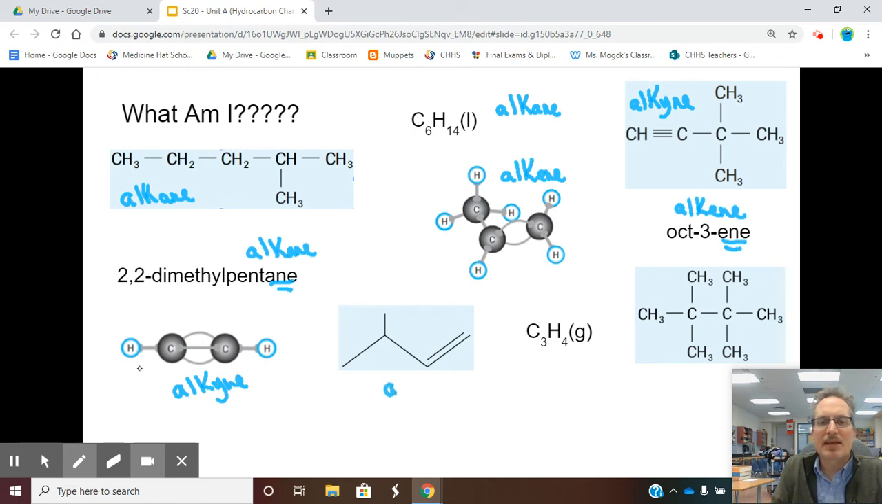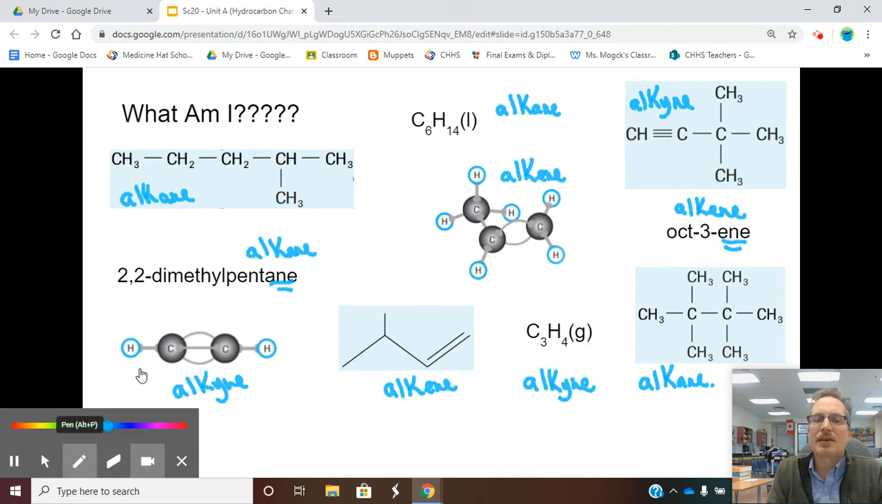Double bond. That makes this an alkene. C3H4. So twice as many would be six. Minus two is four. So this would also be an alkyne. And last but not least, all single bonds. This would be an alkane. Hope this makes the vocabulary a little bit easier.